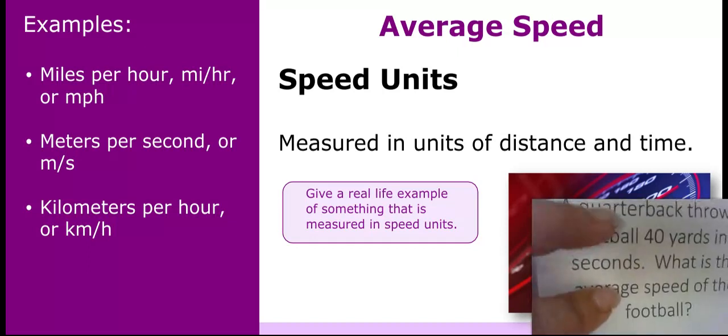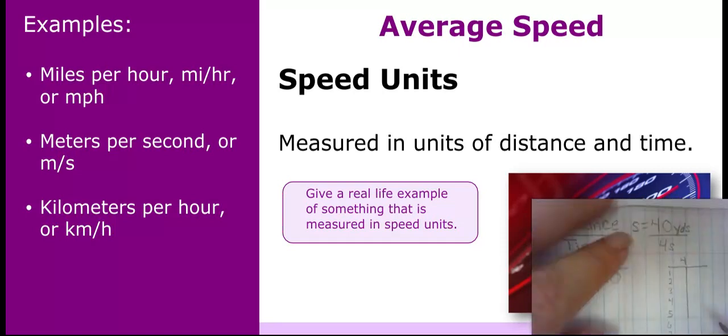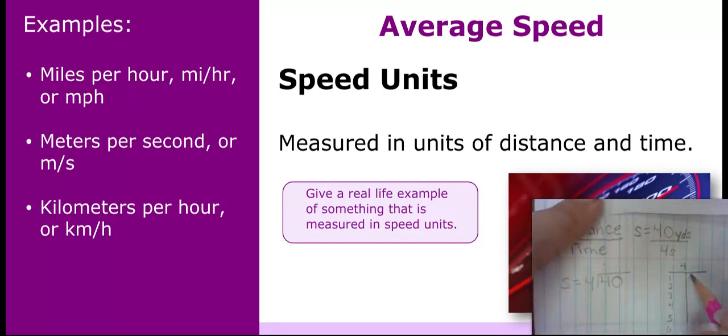I thought I went over. Yep, a little bit. It's okay. 4 times 1 is 4. 4 times 2 is 8. 4 times 3 is 12. 4 times 4 is 16. 4 times 5 is 20. 4 times 6 is 24. 4 times 7 is 28. 4 times 8 is 32. 4 times 9 is 36.